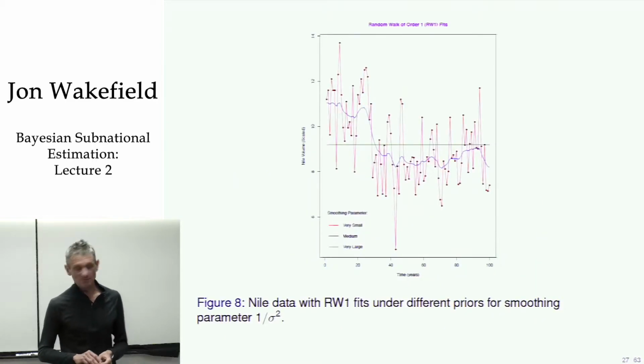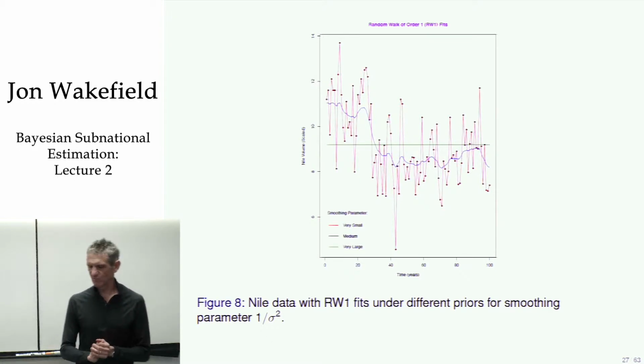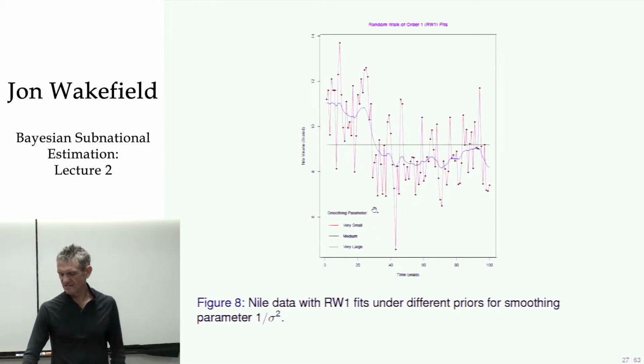And just to show you how these models work in practice, this is just a generic data set, the volume of water in the Nile times some very large number. So here, this is over 100 years worth of data. These black dots here are the observed data. Then we have 3 curves here. These are all fits from a random walk 1 model.